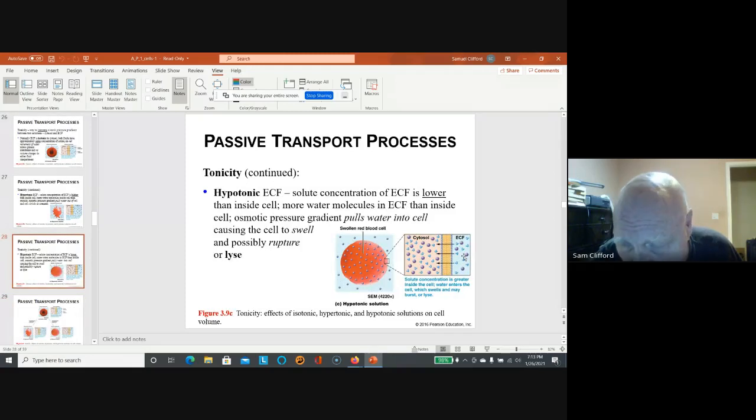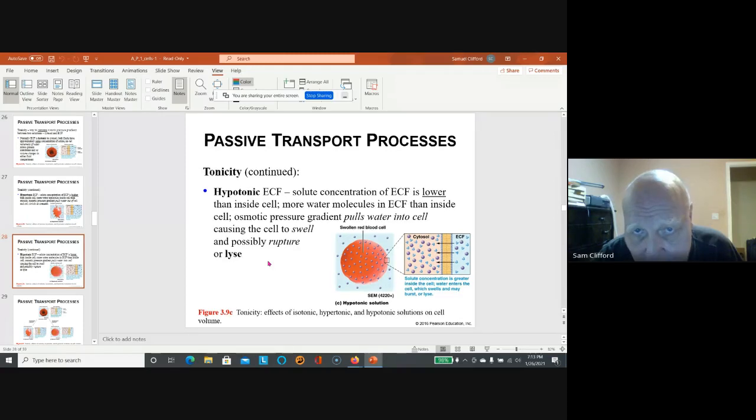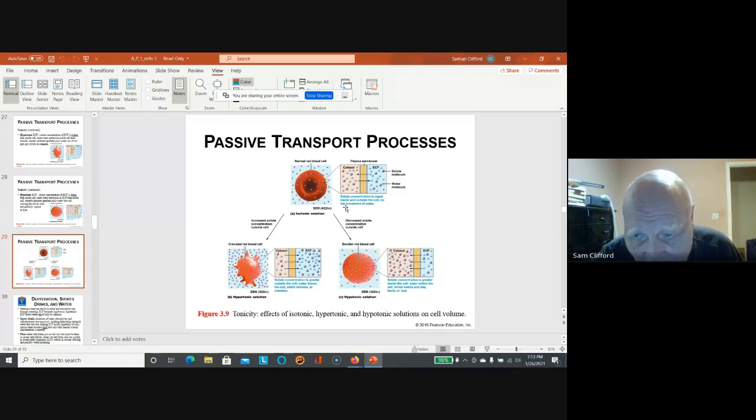If you have a higher concentration of water on the outside of the cell, notice there's a high concentration of solute, so the water will move and cause the cell to swell and rupture or lyse. So a summary of this process: you want to get isotonic saline so that your blood vessels, or the blood in your blood vessels, don't shrink or burst.